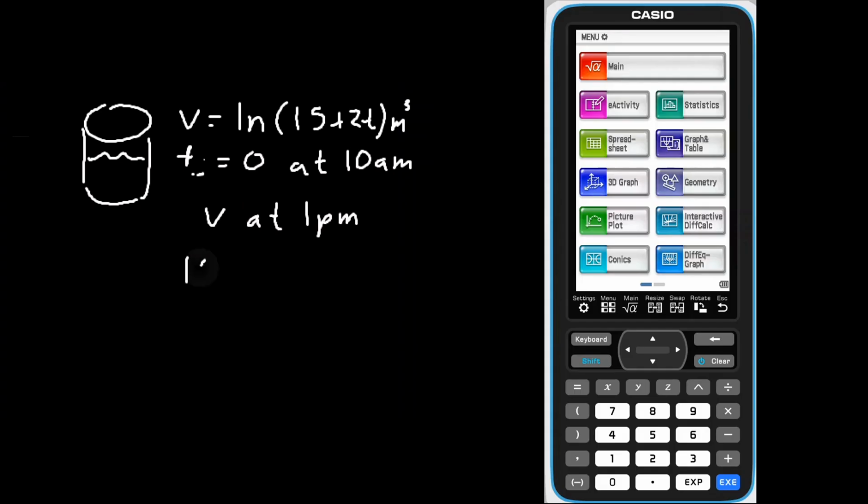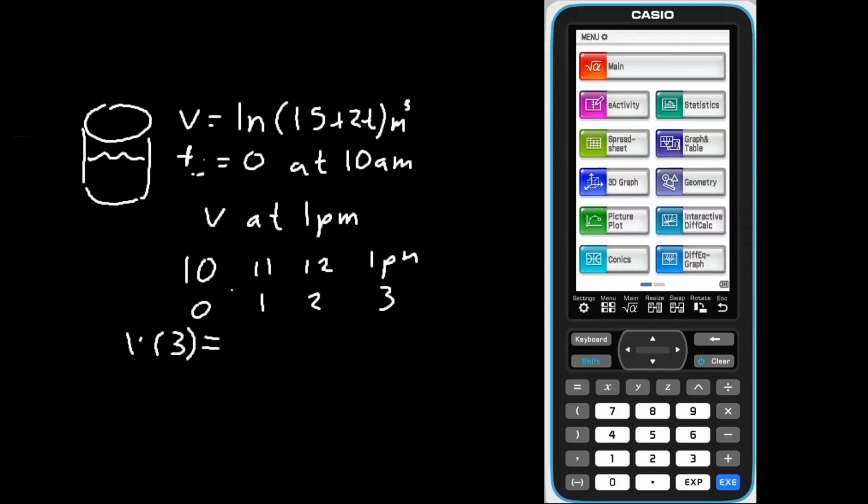So really quickly, 10 a.m. is 0, 11 a.m. is 1, 12 p.m. is 2, and then 1 p.m. is 3. So sometimes with the time, it just gets a bit confusing. So we can say that the volume at 3 is going to be equal to, and then just use Calc. So just plug it in.